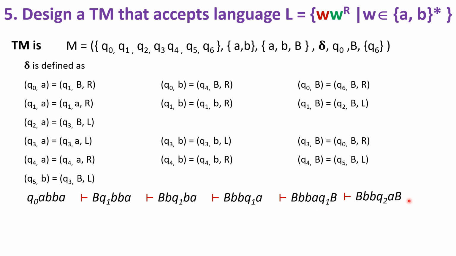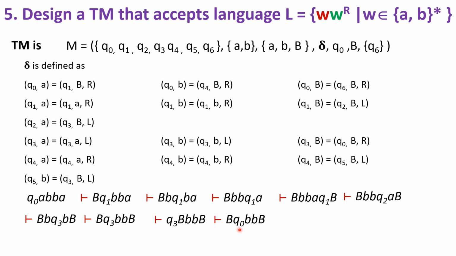State is changed from Q1 to Q2, move towards the left. In Q2, it must be pointing to an A. So this A will be replaced as blank. Q2 is changed to Q3 and move towards the left. Go on moving towards the left until you come across a blank. Once you come across a blank, a cycle is completed. Go back to the initial state Q0.